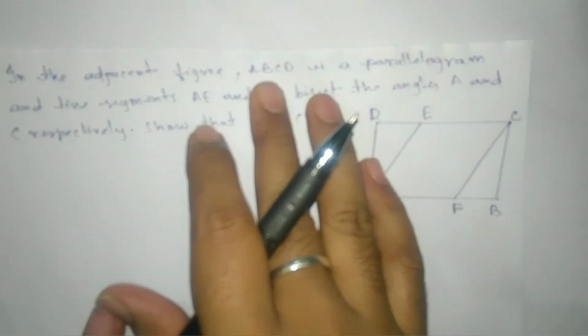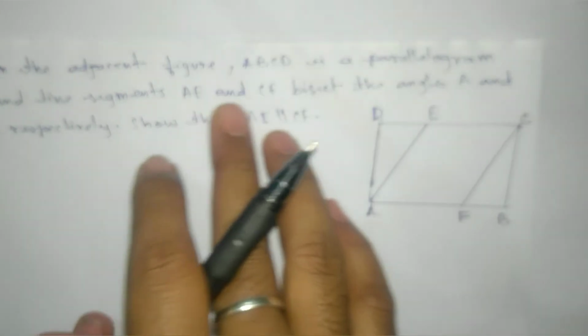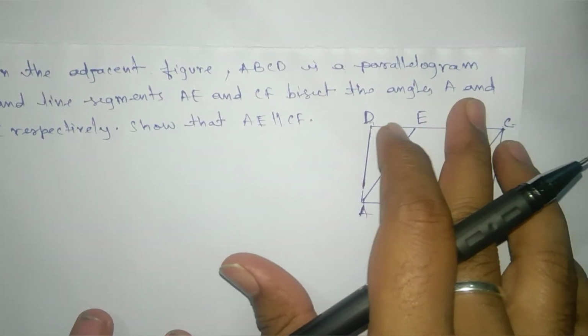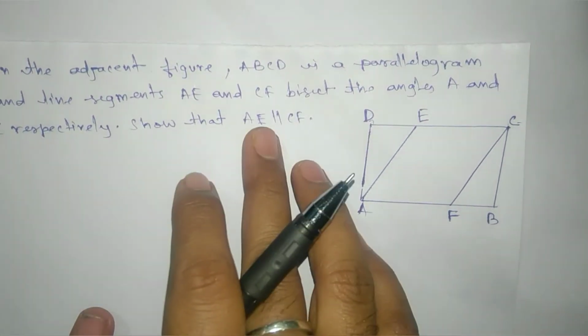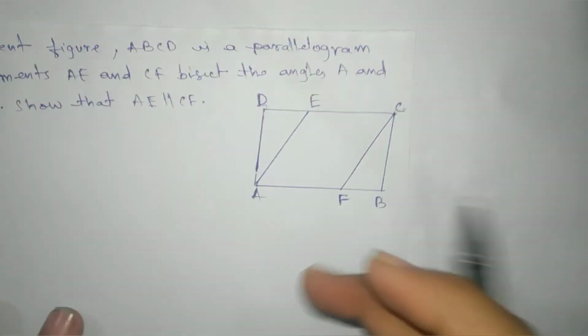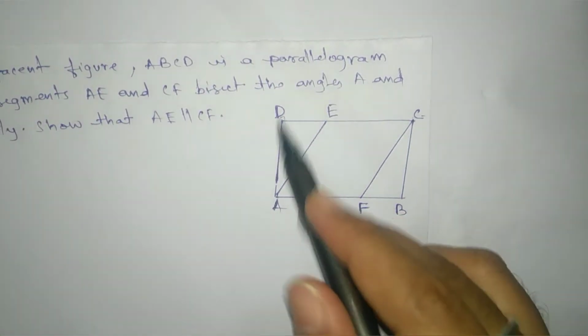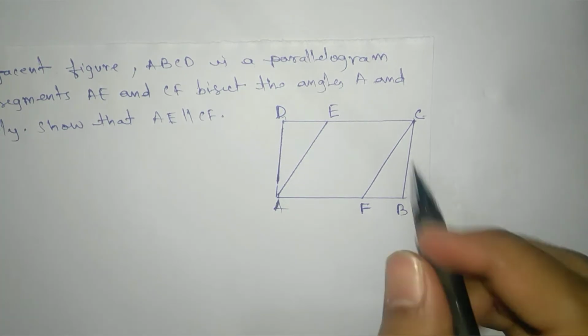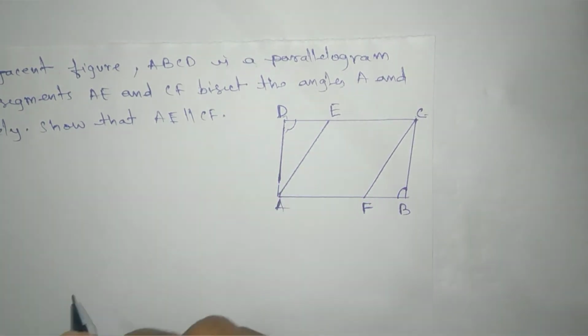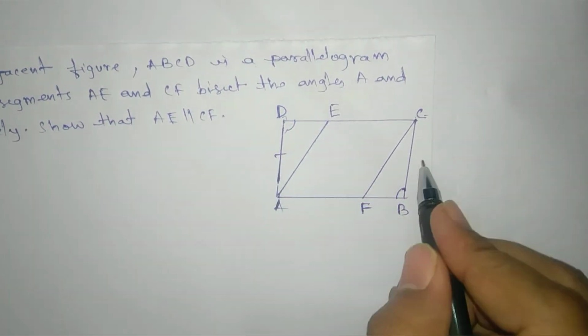In the adjacent figure, ABCD is a parallelogram and the line segments AE and CF bisect the angles A and C respectively. Show that AE is parallel to CF. So we have parallelogram ABCD, that means opposite angles are equal, and opposite sides are equal.